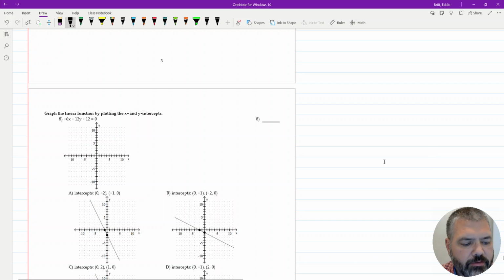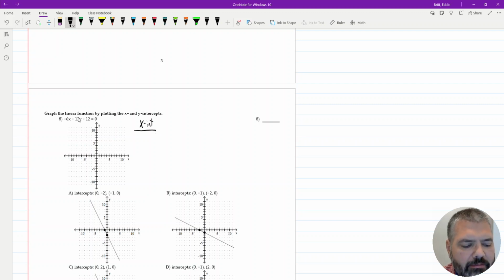All right, the next one here, well, looky here. This one says to graph by finding the x and y intercepts. So we should already know how to do that because I showed you how to do that 2 problems ago. So I'm going to first find the x-intercepts. To find the x-intercepts, you set y equal to 0 and solve for x.